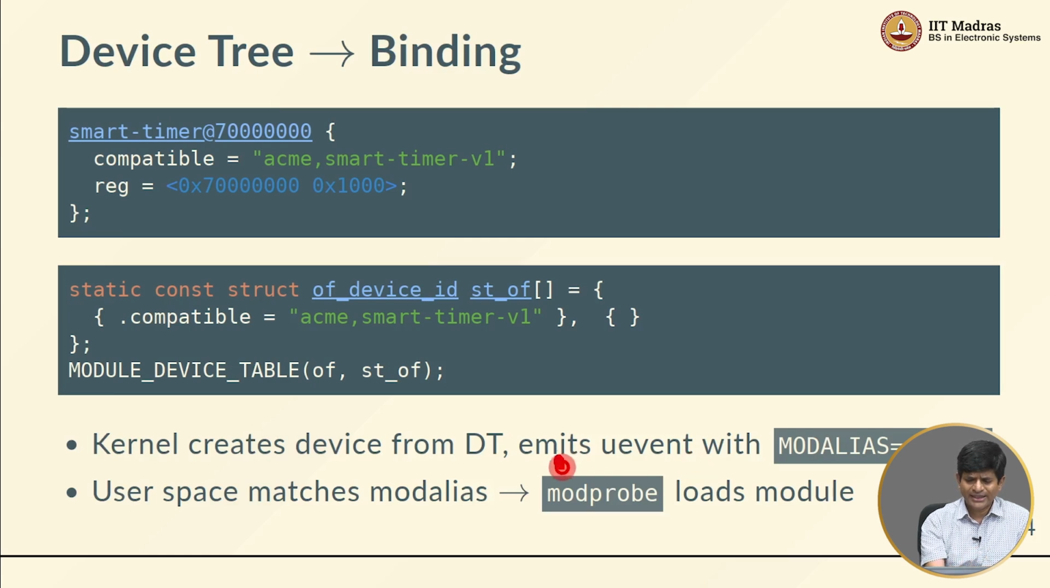So it can emit an event with a certain string, and in user space there is some part which says, okay, match this compatible string with whatever came out of that uevent, and then call modprobe in order to load the appropriate module. We'll look at an example of how we can automatically probe for different modules and load them later on.